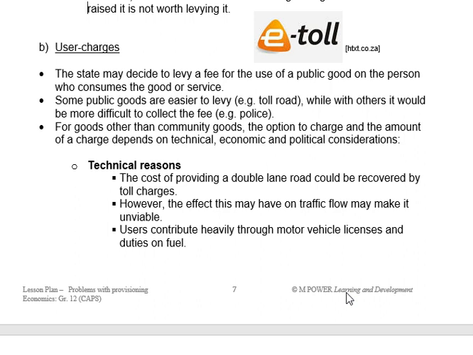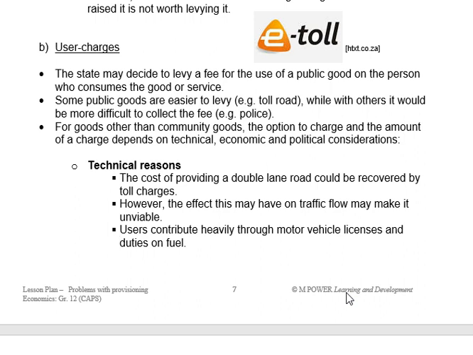The first factor that they take into account are technical factors. In the case of a toll road, for example, the toll road is normally a wide, big double lane, like four lanes, whatever, the roads that go between different major cities, etc.